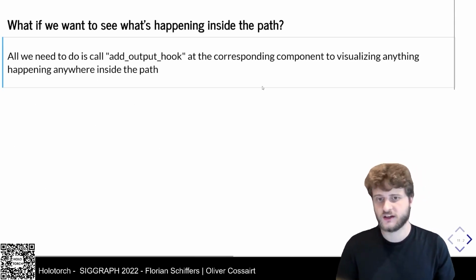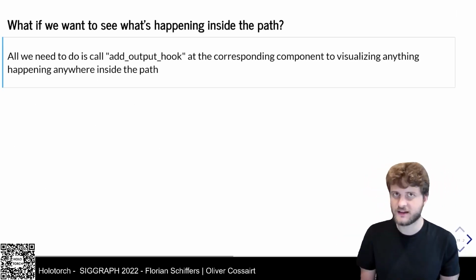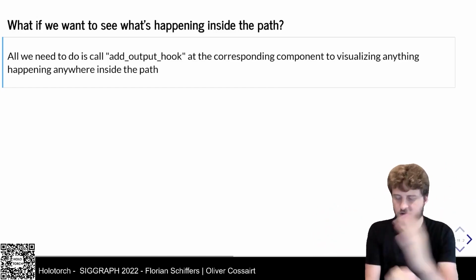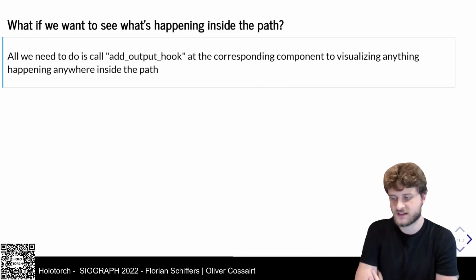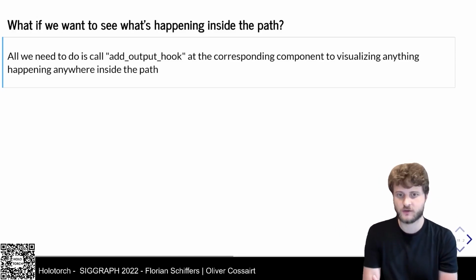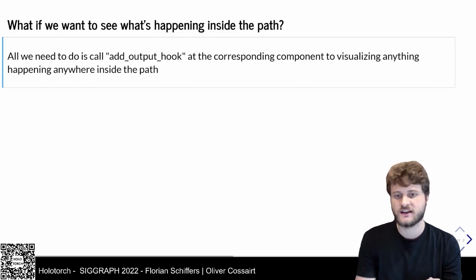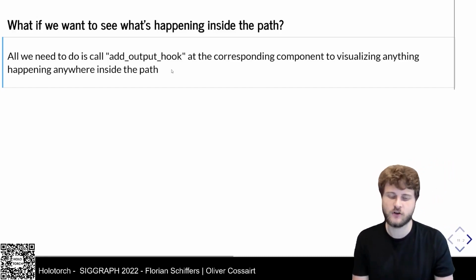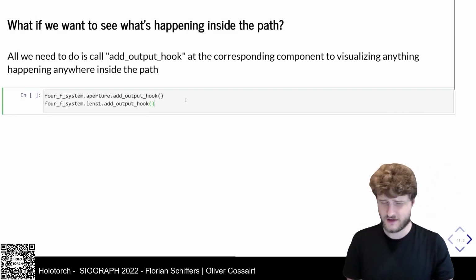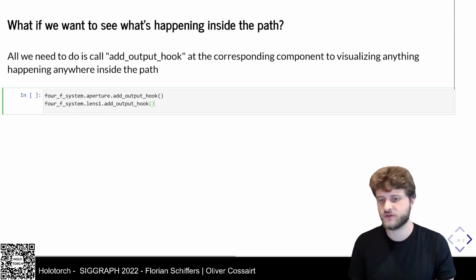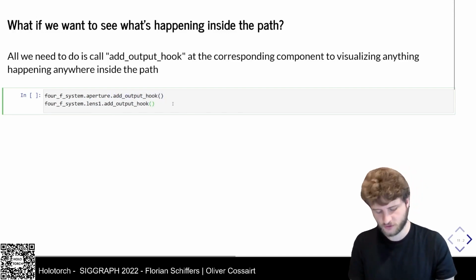If you want to look at what's happening inside of this path, you can go inside the actual optical path and propagate to anywhere. What I mean by that is, for example, you want to see what's happening to your electrical field right after the first Fourier transform lens or after you apply the aperture, etc. That's sometimes useful for debugging. For that, you use the add output hook function, which is implemented for every component. So you basically access the aperture or the lens from the 4F system as a member variable, and then there's this function add output hook.